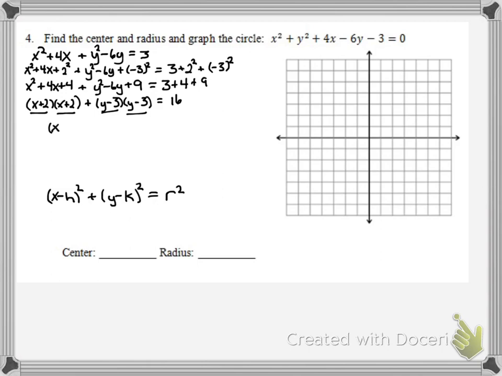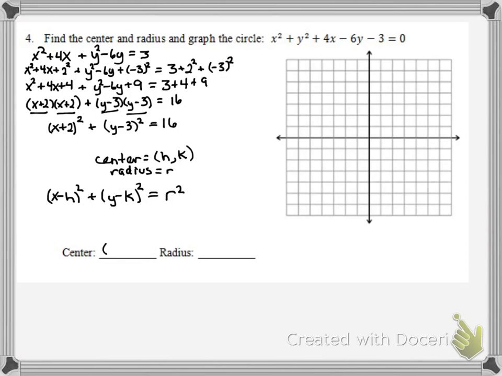Now, this is called completing the square because the factors are the same. We can write that as x plus 2 squared. We can write this as y minus 3 squared. And now we have the format we were looking for. Now remember, the reason we like this format is because it tells us the center is going to be h and k, and it tells us the radius is going to be r.